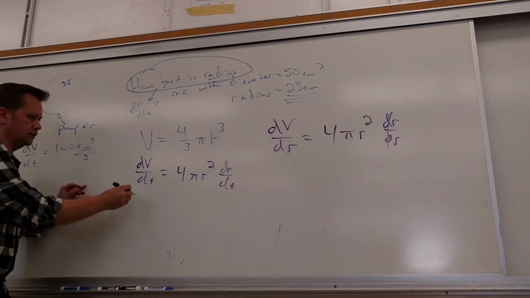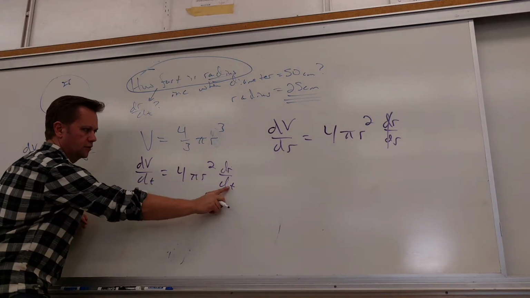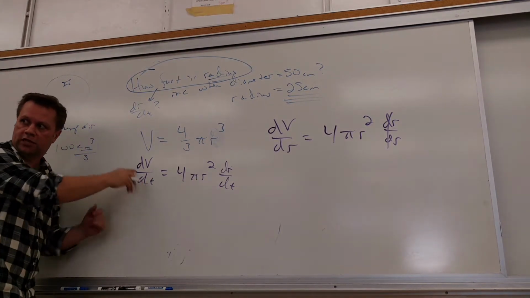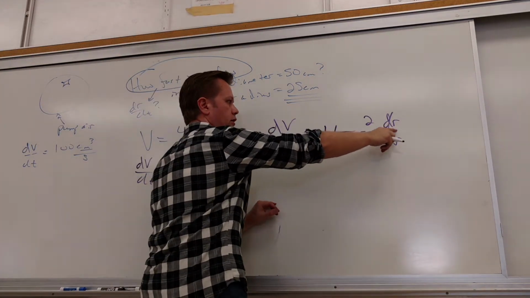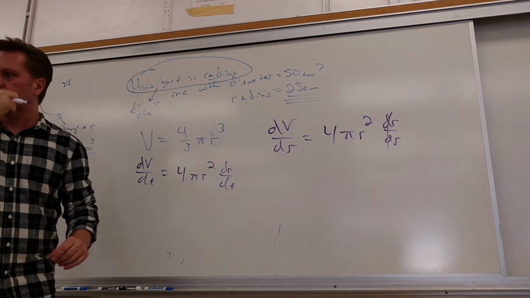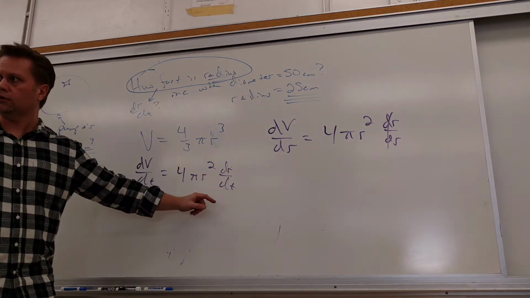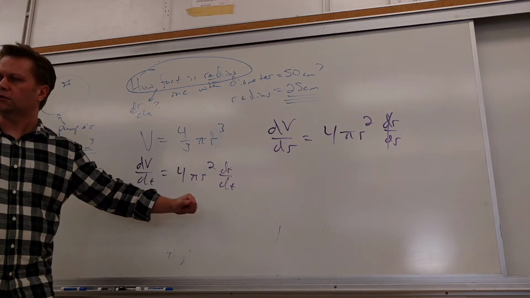Yeah. So why is that a dt? Because it's relative to time. Because I'm taking the derivative with respect to time. So if I did it with respect to r, wouldn't this be dr? Same way that this was dr dt, right?